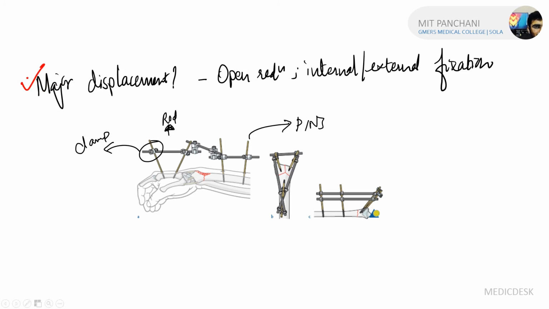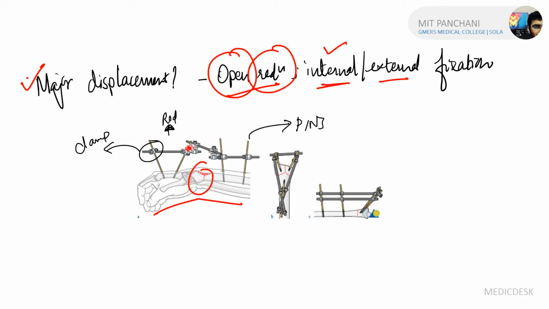For major displacement, we have to open the fracture site, we have to reduce it, and then we have to give fixation either external or internal. So here this is the fracture site, and we have given the external fixation. Some parts of the external fixator which you are asked in the practical examinations are the pins that go inside the bone, and two pins are connected by the connecting rod, and at the site of junction of the pin and the rod there is a clamp which holds them together. So this is external fixation. So that was all about the Colles fracture, and thanks for watching.